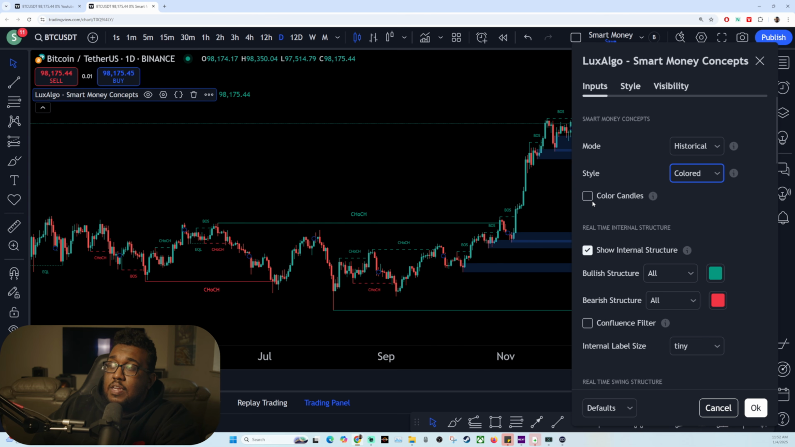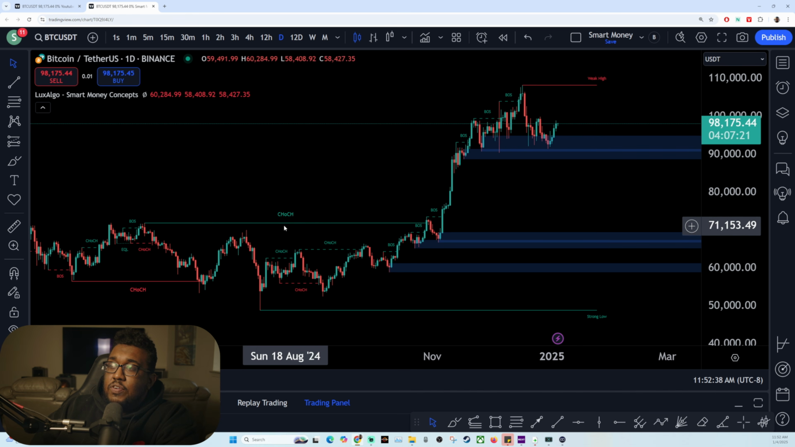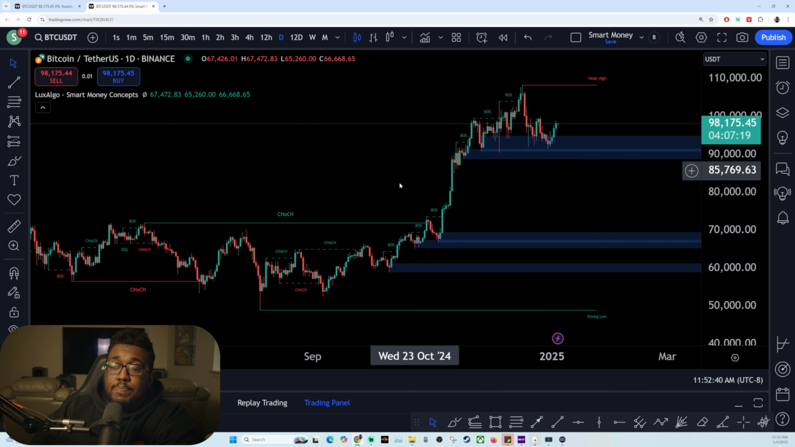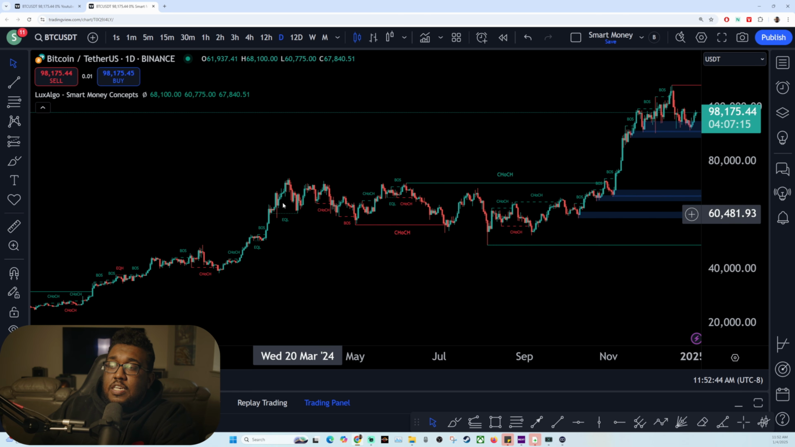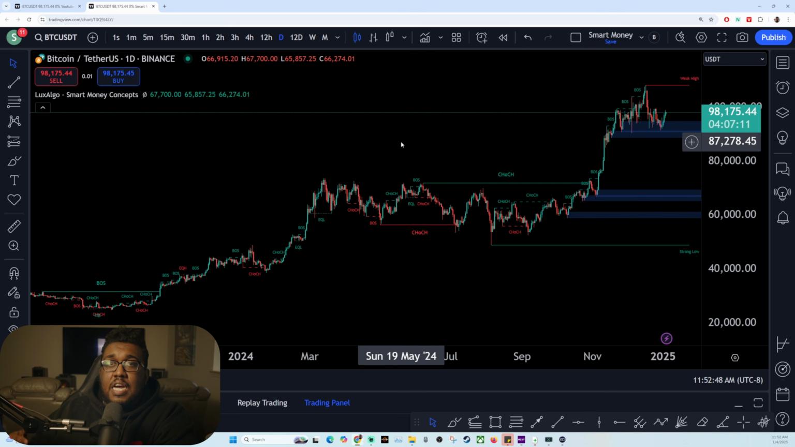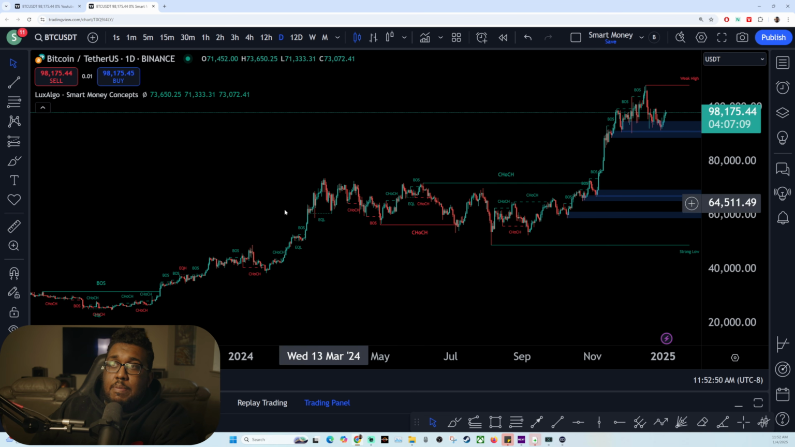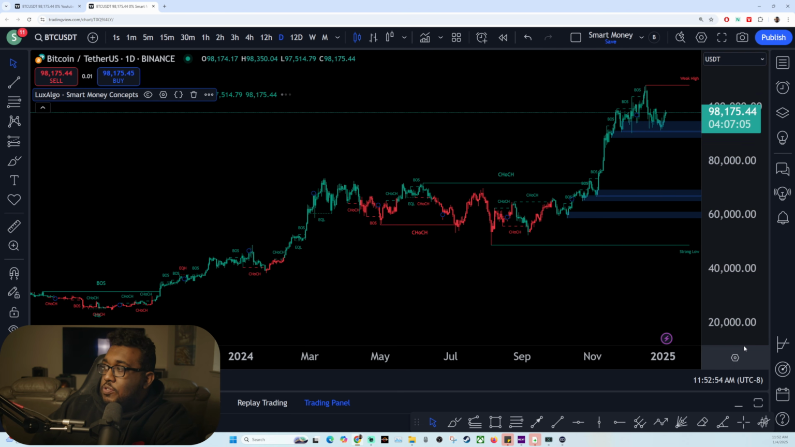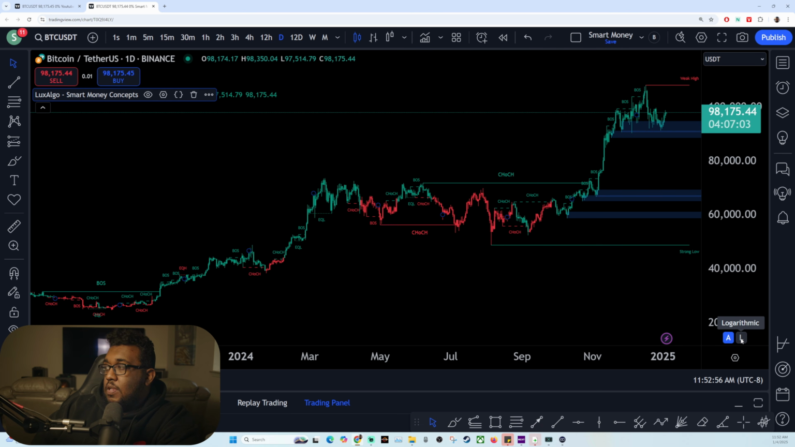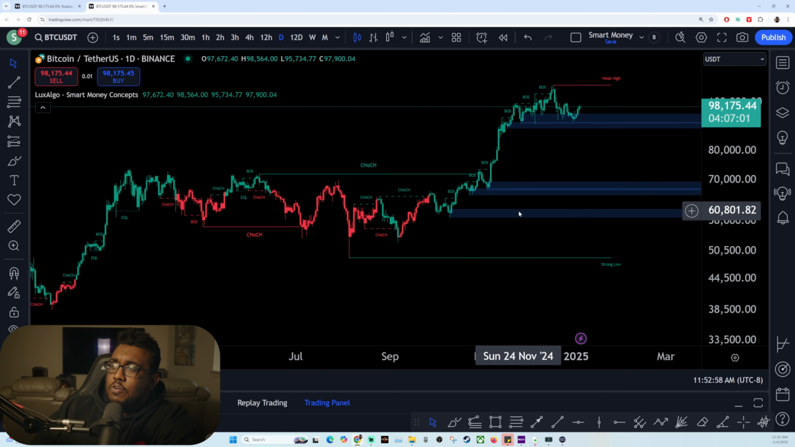Next up, we have color candles. This basically means that every time we have a change of character that's green, which is a bullish sign, or a change of character that's red, which is a bearish sign, it's going to change the corresponding candles afterwards to kind of signify this is a good time to be buying. This is a bearish time to be buying. So let's just turn this on very fast. I'm also going to put this into a logarithmic form just so it looks a little better on the charts.